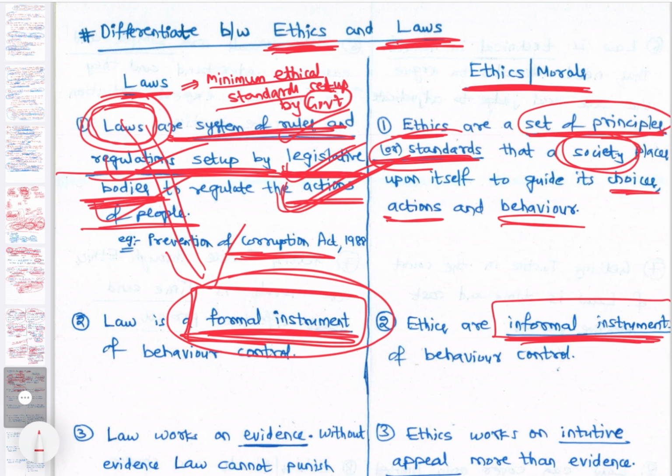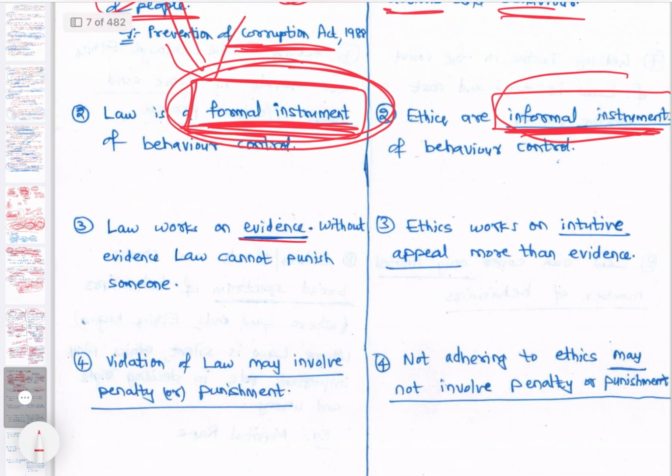Informal society is, not that this is ethics, do this, don't do this, okay. Ethics is informal and it is formal. Formal is set by the government. Then laws work on evidence. Without evidence, law cannot punish someone. ठीक है भाई, evidence चाहिए.